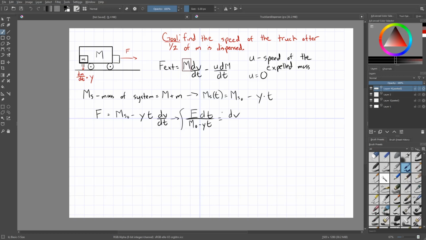So, we're going to integrate these, and we have to think about our boundaries for a second. We'll begin at 0, and we're going to go to time T final, where T final refers to whatever the time is when half of that mass is dispensed. Naturally, we're going to have to make a substitution at some point to really define what that time is. But for now, T final is good enough. So here we have v of T final.